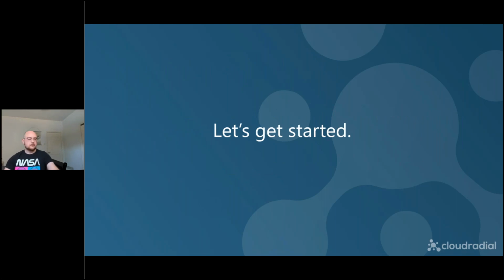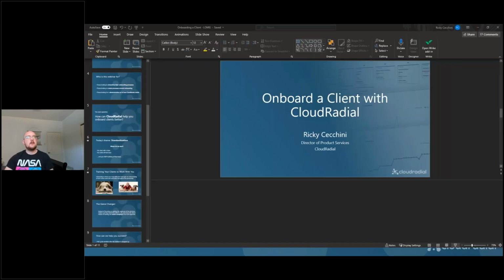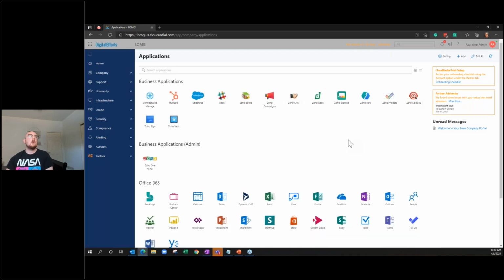Let's take a look. So where we're going to start off today is where we left off last time. Last time when we did the Land webinar, we went into a tenant that I had created called lomg.us.cloudradial. And what I had done last time is I had spun up a portal. This is a brand new trial that I hadn't really done much with. And I was talking about how to set it up initially, right?